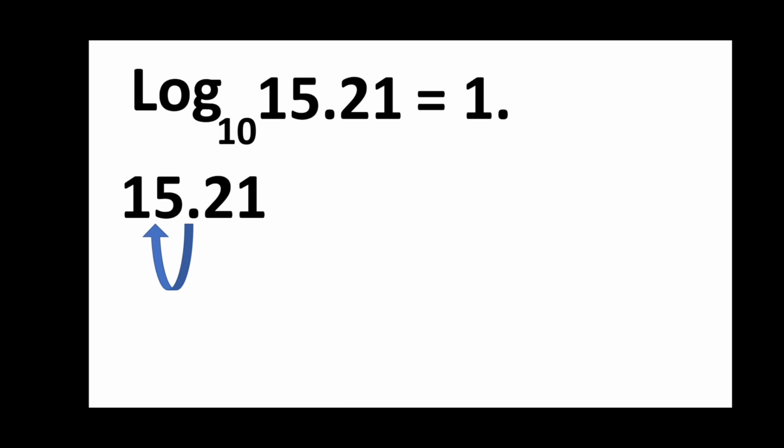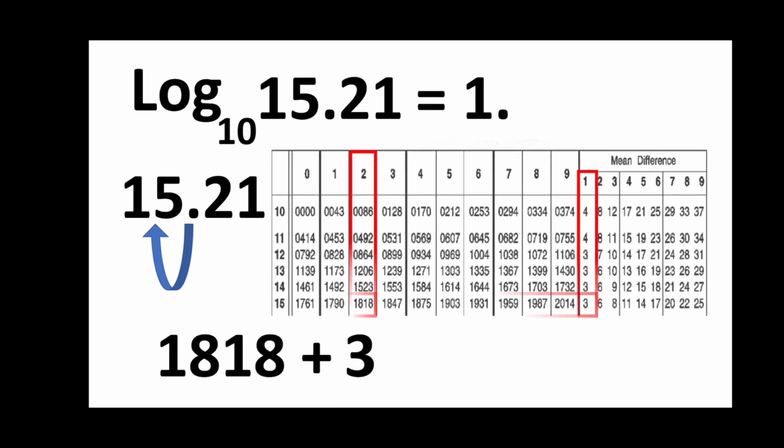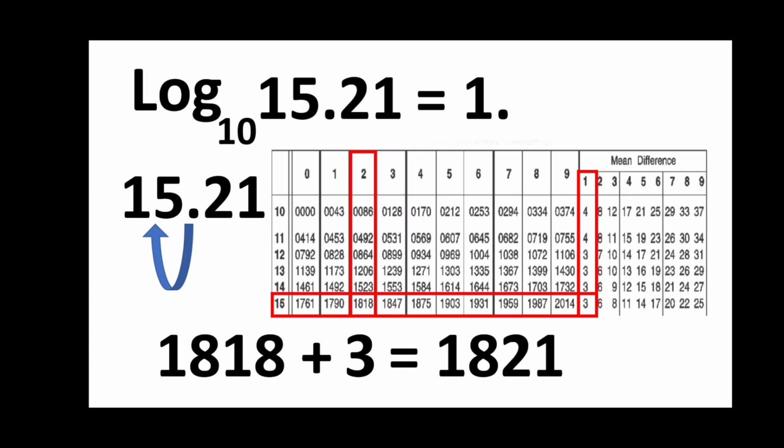Now, in this case, please note there is a decimal point after the second place. So, in step 1, we need to move the decimal point backward only one time. Hence, the characteristic is 1. Now we get 1818 at row 15, column 2, and in mean difference, we get 3 at row 15, column 1. Adding these two numbers, we get 1821 as the mantissa. Hence, the answer is 1.1821.